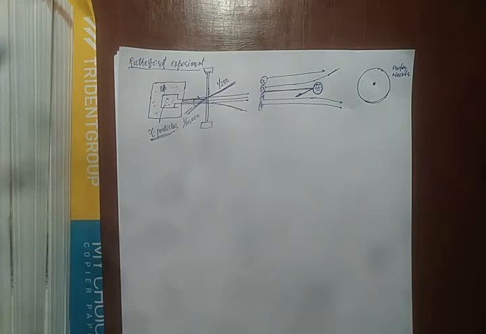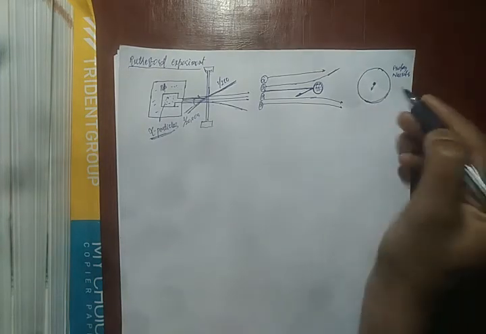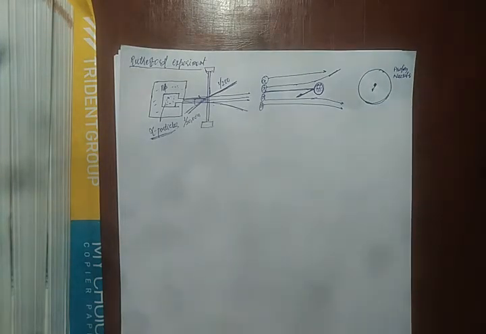Next, he says the volume of the nucleus is negligibly small compared to the volume of the atom. I have just given you the example of that cricket ground.